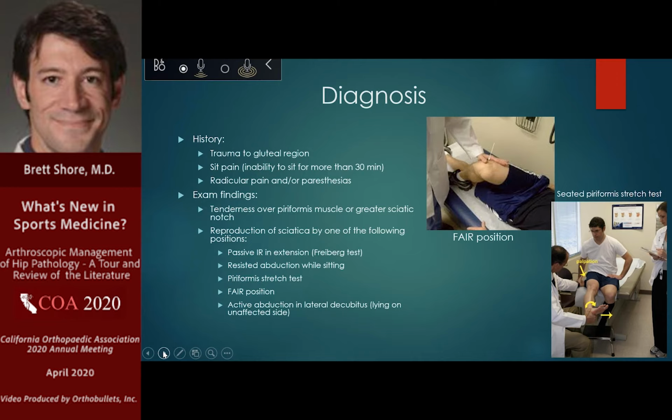Tenderness over the piriformis, and especially reproduction of pain with either the FAIR position or the seated piriformis stretch test. I have found the seated piriformis stretch test to be the most reliable and reproducible, at least in my own hands.